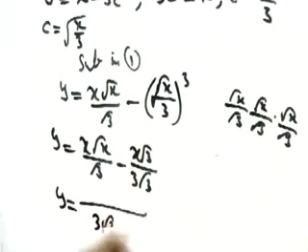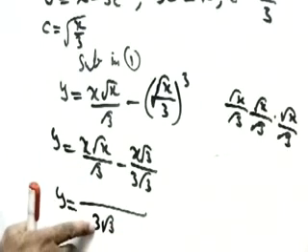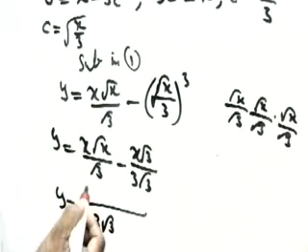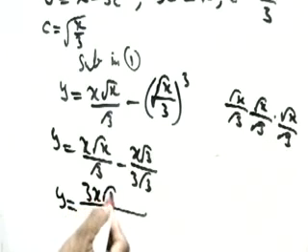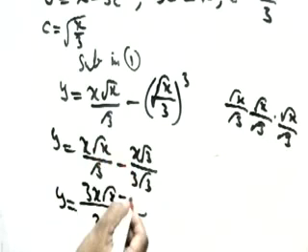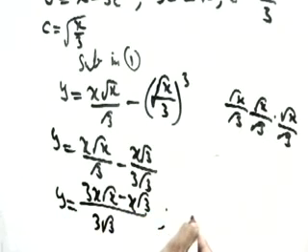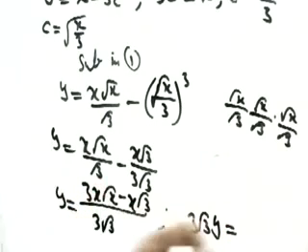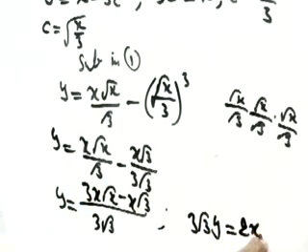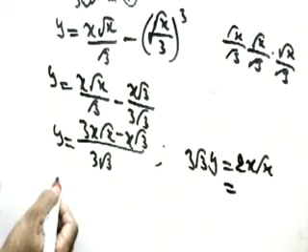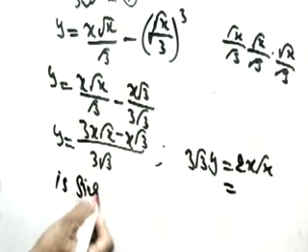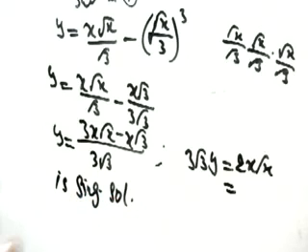So let me take the LCM here. y equals, the LCM will be 3 root 3. Root 3 and root 3 will get cancelled. 3 into x root x will be 3x root x, minus, this is the same, so this will be x root x. So bring this here. Therefore 3 root 3 y equals 3x root x minus x root x, which will be 2x root x. So this equation is called the singular solution.